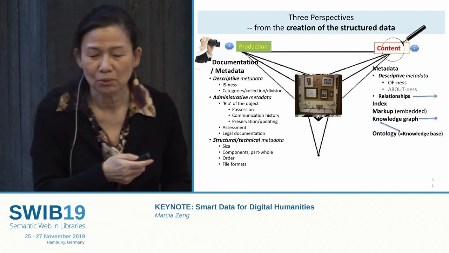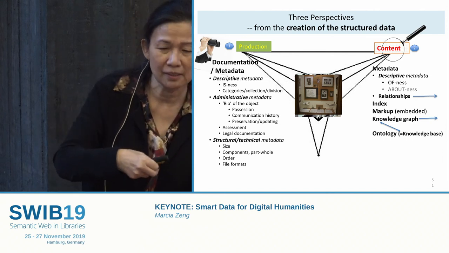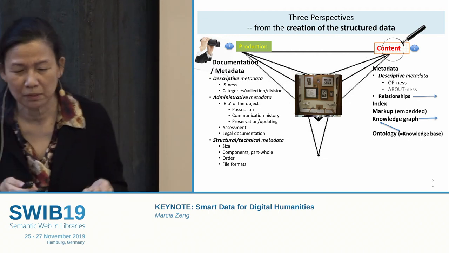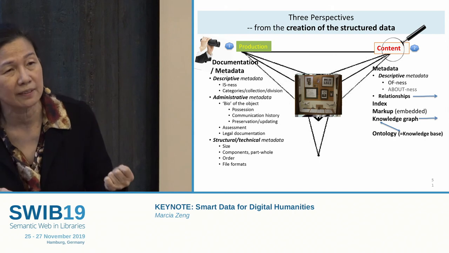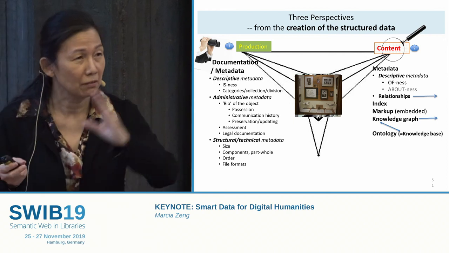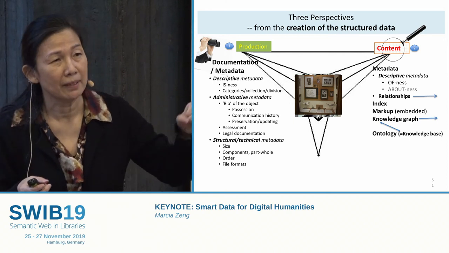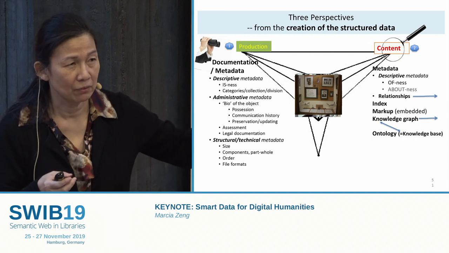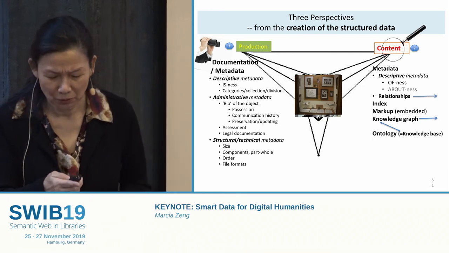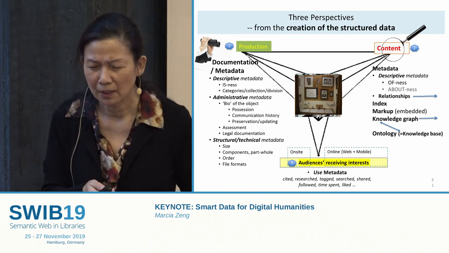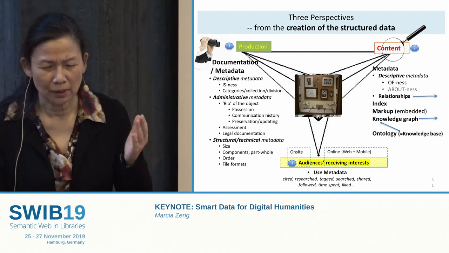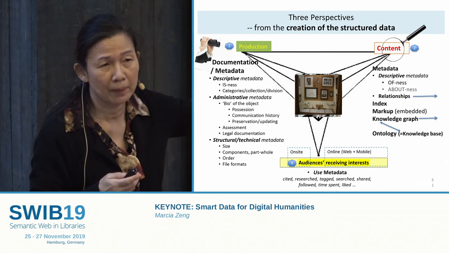But you also should see the content. Look inside. When we look at the inside of the content, those are also descriptive metadata, but we talk about ofness and aboutness. We talk about relationships, and we make indexes, back-of-book indexes. We embed the metadata into web pages for machines to search. And then, now more and more on knowledge graphs, which are supported by the ontologies. So we use the metadata to do the content.